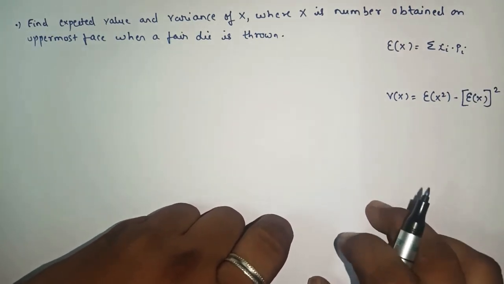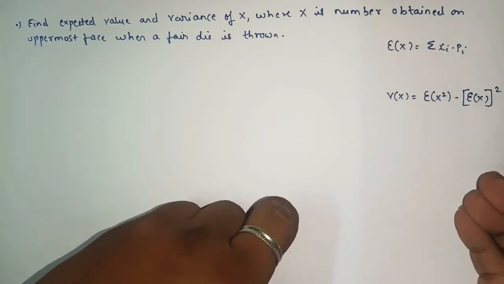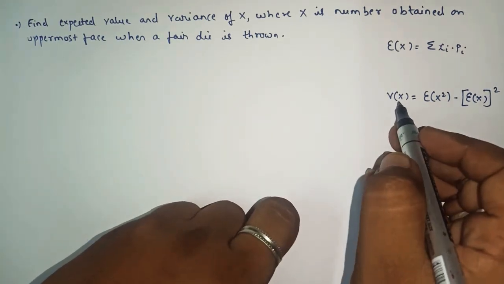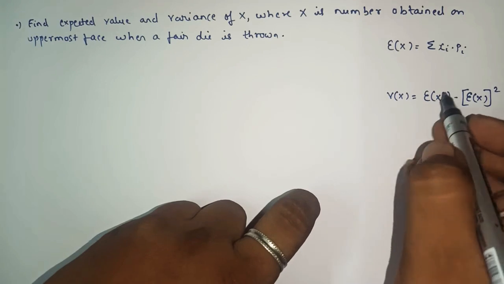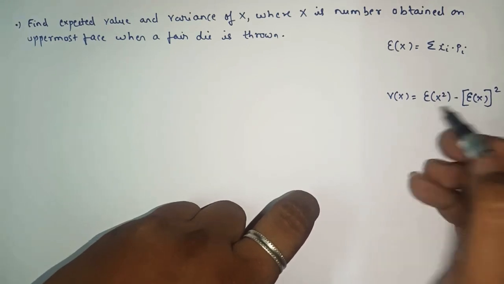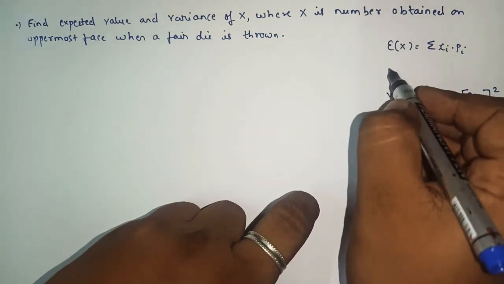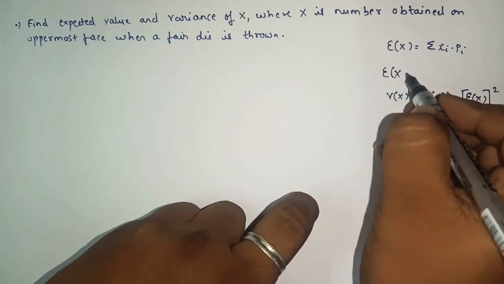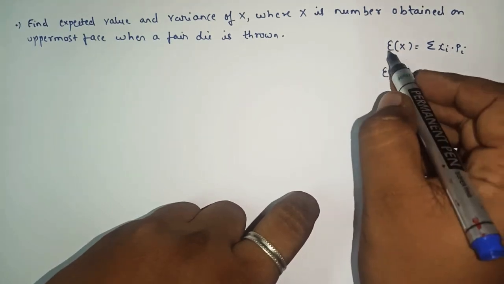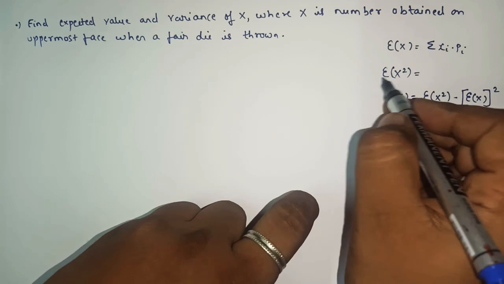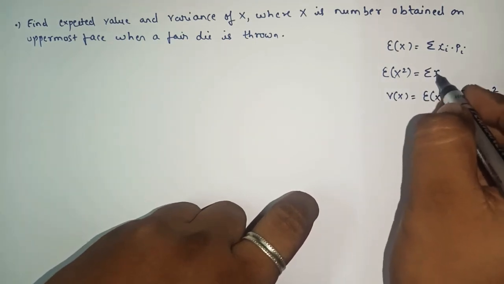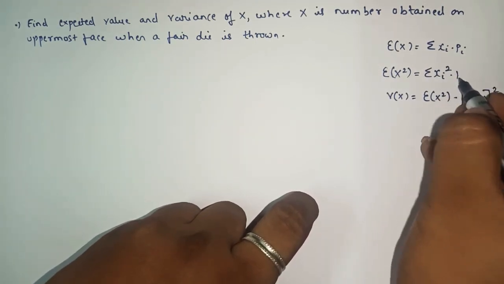As I told in the previous lecture also, whenever you have to find V of x, see to it that without knowing the value of E of x square you cannot find the answer. So before this you have to find E of x square. If E of x is the total of xi pi, then E of x square will be the total of xi square into pi.